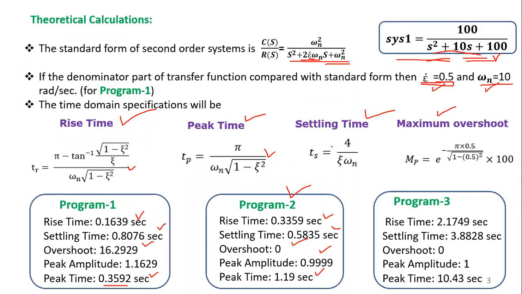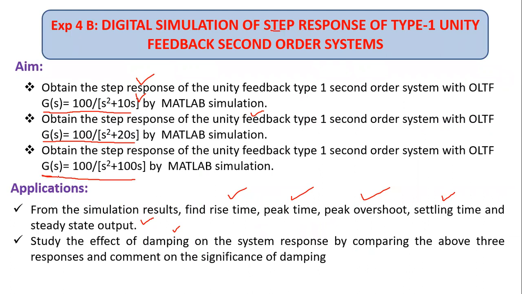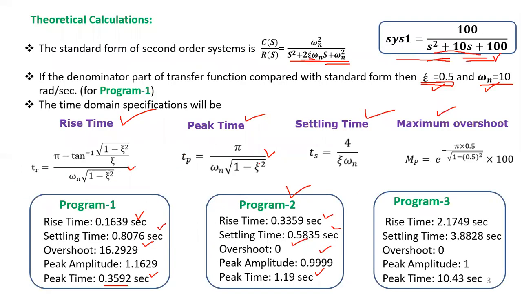In the same way, coming to the third case, we are taking the open loop system as 100 by s square plus 100s. If we find the closed loop transfer function, we are getting 100 by s square plus 100s plus 100 as the closed loop transfer function. For that also, we need to find omega n and zeta. So for the third case, we are getting an overdamped system, where zeta greater than 1 will come. So it is an overdamped system. Again, for the overdamped system, we need to find rise time, settling time, overshoots, peak amplitude, and peak time.